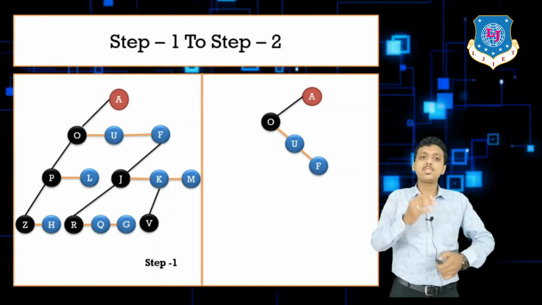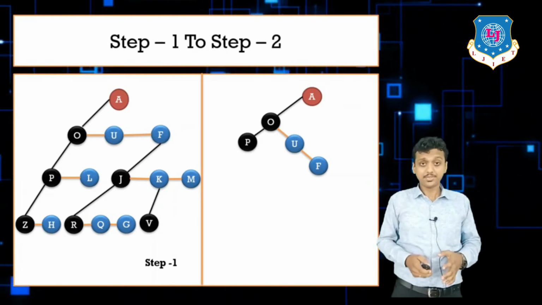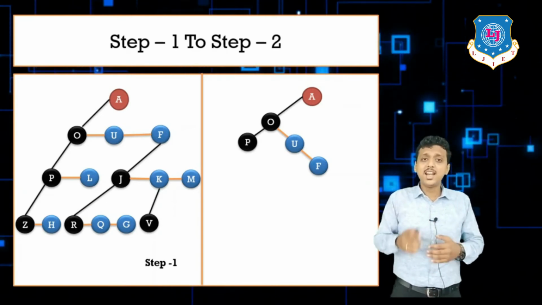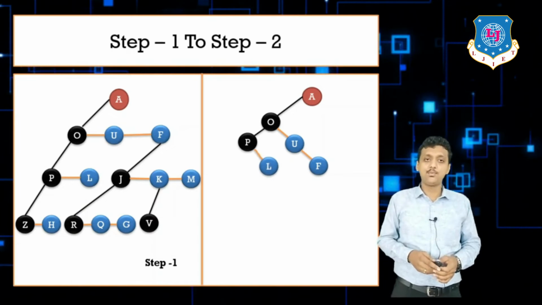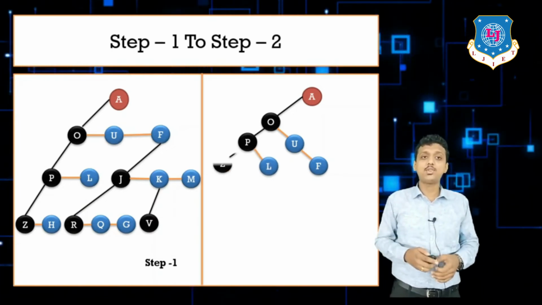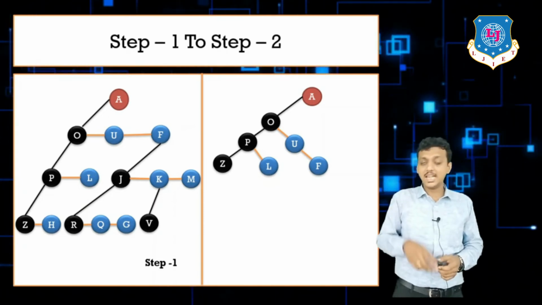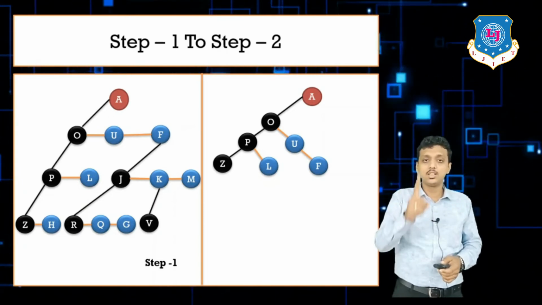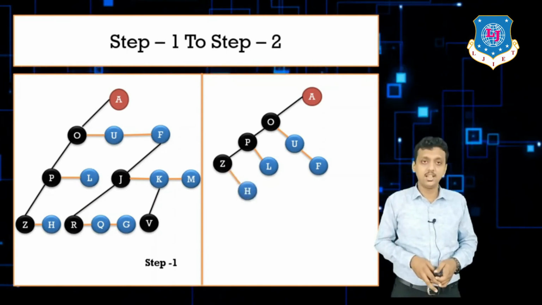Next we have left side of O. So left side of O, that is P. Okay. So is there any right child? Yes. Keep L on the right subtree of P. Okay. Then students, we have left of P is Z. Okay. Are there any horizontal siblings? Yes, 2 siblings are there, or 1? Only 1 is there. That is H. So just keep H on the right side of Z.